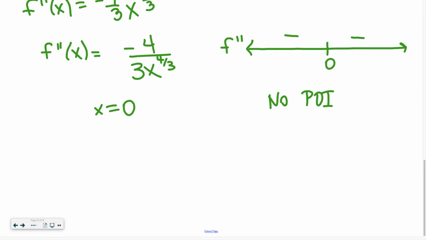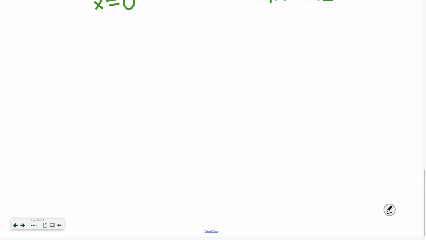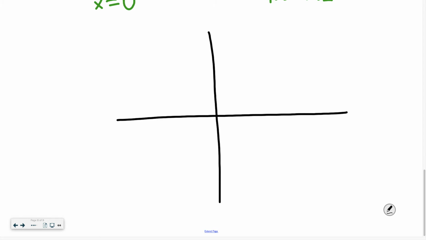So when we come over here to make our graph, we had an intercept of (0, 0) and (27/8, 0). (0, 0) was also one of our minimum points. Also remember that at x equals 0, our derivative is undefined, so we're going to have a corner there. And then at (1, 2), we have a maximum.